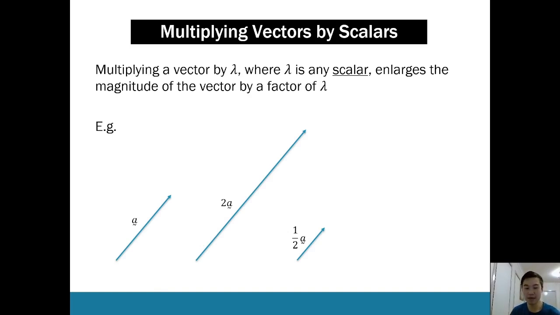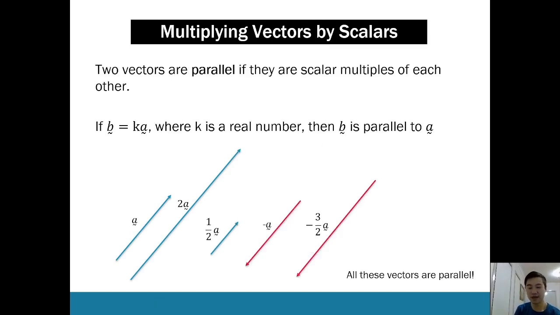So remember that when you multiply a vector by lambda, where lambda is any scalar, that will enlarge the magnitude of that vector by a factor of lambda. So for example, if you have a vector A and you want to double its length, you can multiply it by 2. So 2A will have twice the magnitude of A. Similarly, if you want to shrink it, you can multiply it by a fraction in order to shorten its magnitude. For example, if we want to halve A, we can just multiply it by half.